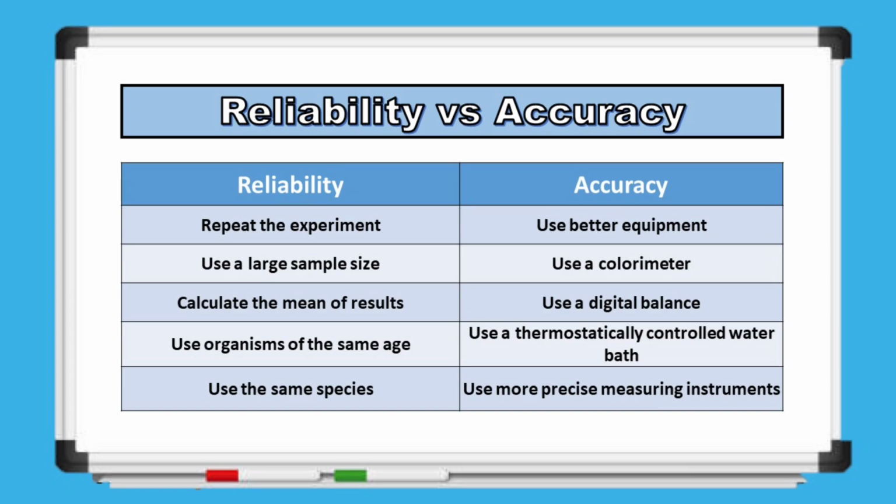To improve reliability, repeat the experiment, use a larger sample size, calculate the mean of repeated results, and use organisms of the same age and species. To improve accuracy, use better and more precise equipment, such as a colorimeter, a digital balance, a thermostatically controlled water bath, and other accurate measuring instruments.